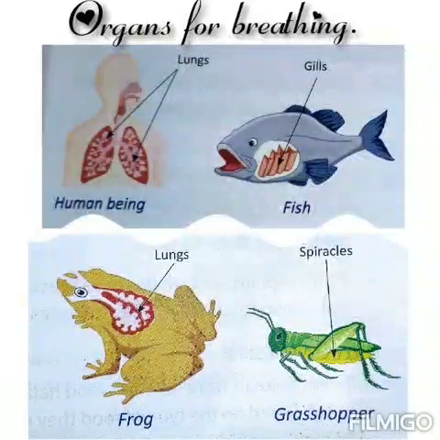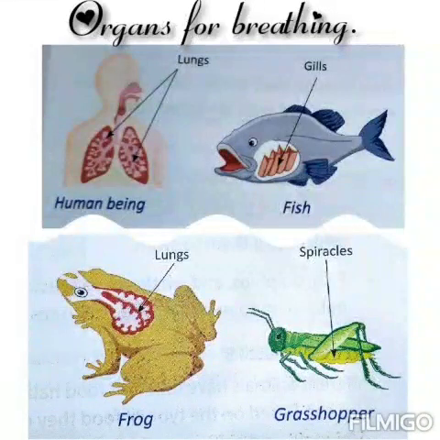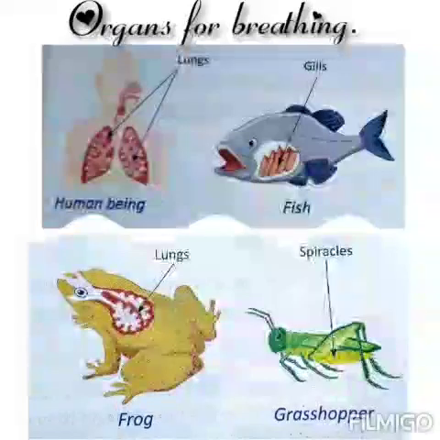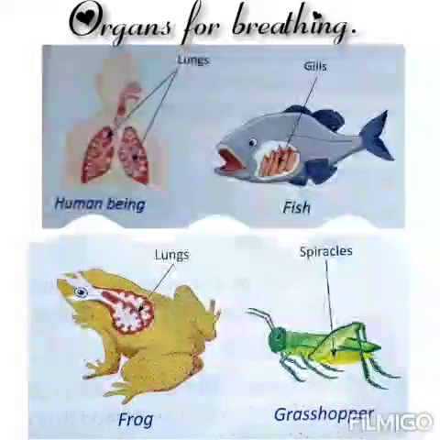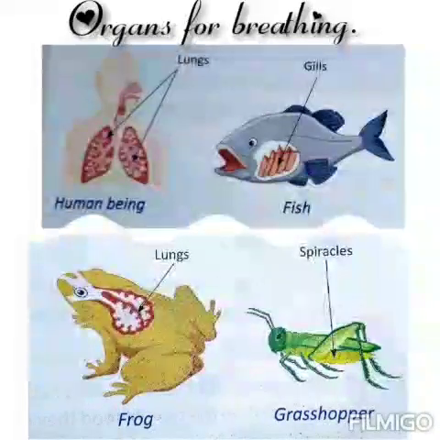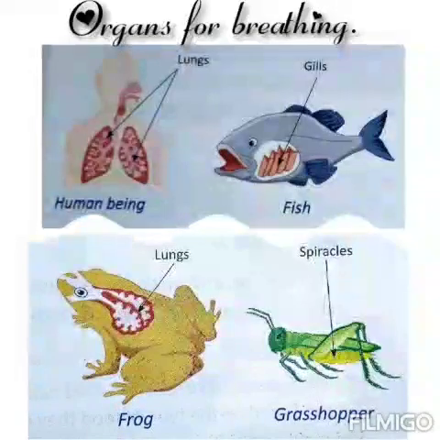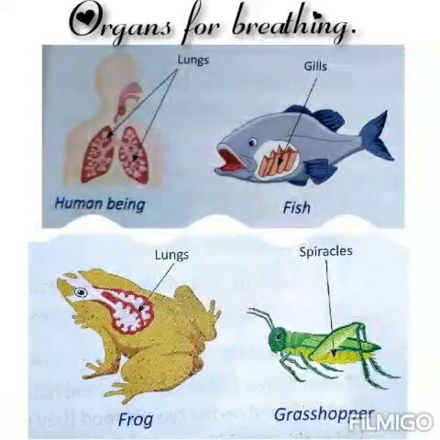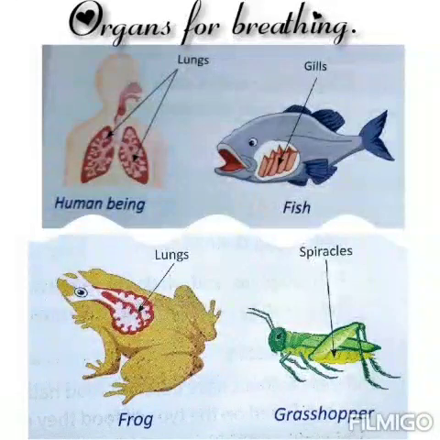Fourth one, insects. Insects such as grasshoppers and cockroaches breathe with the help of a series of tiny holes. Tiny means small. Small holes along the sides of their bodies. These holes are called spiracles. What is the meaning of the term spiracles? Spiracles means the external respiratory opening.